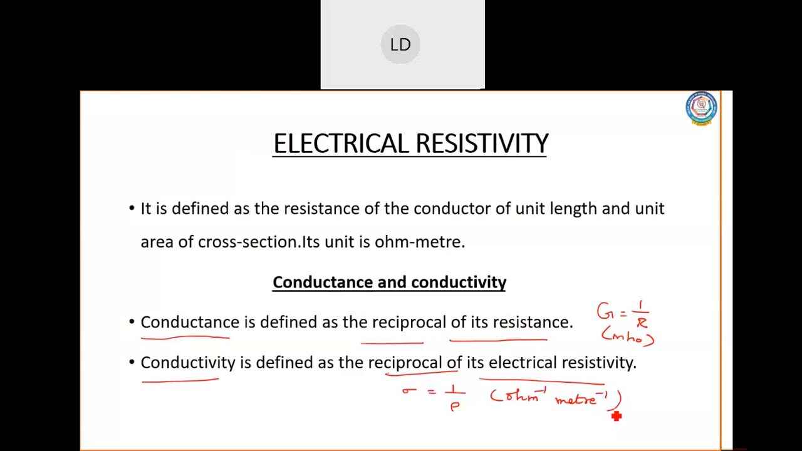So these are some of the very important terms that we discussed here: electrical resistivity, electrical conductivity, and similarly electrical resistance, electrical conductance. All of these depend on the nature of the material. These are some of the very important concepts of today's topic. Please go through the textbook, and we will be continuing with the system of resistors in our next class.